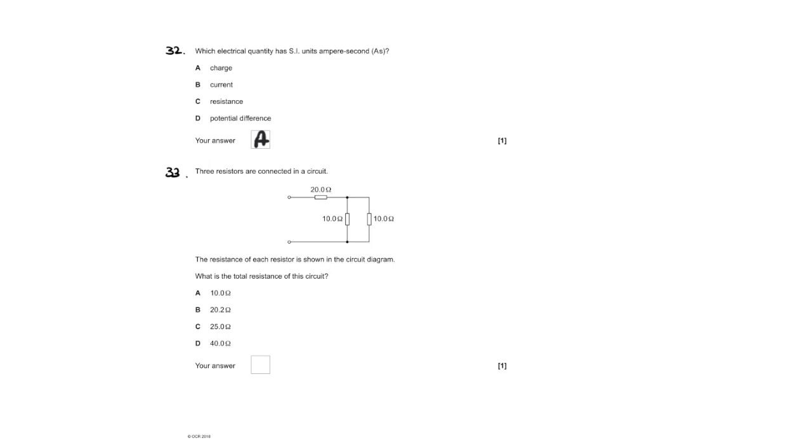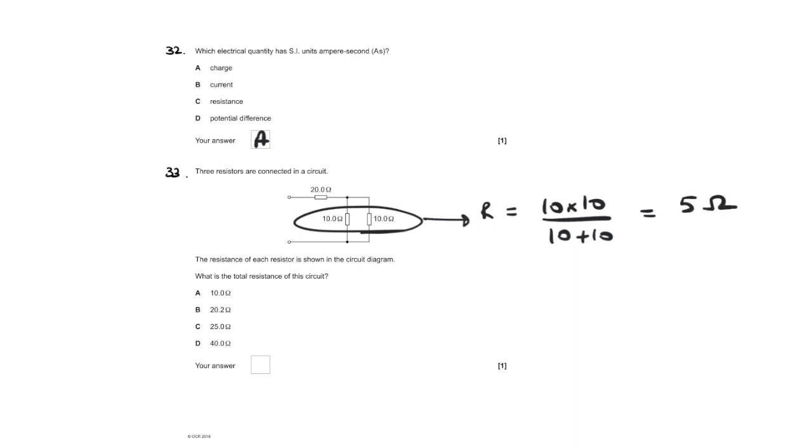For 33, we are given 3 resistors connected like so, and we need to figure out what the total resistance is. These 2 resistors are connected in parallel, so their resistance can be worked out using the formula 10 times 10 over 10 plus 10, which gives me 5 ohms. That connection is now in series with this 20 ohm resistor. So my answer will be 25, and therefore C is the correct option.